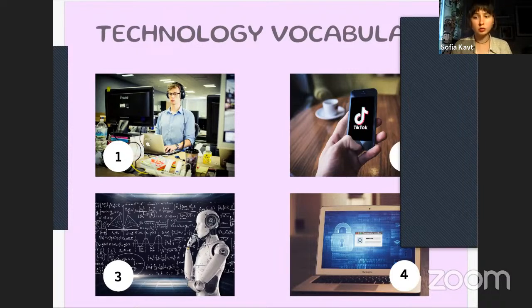And finally, what does the fourth one illustrate? Right, so you can see a strong password on the computer screen, which is a good illustration of which term? Privacy. Yes, that's spot on.